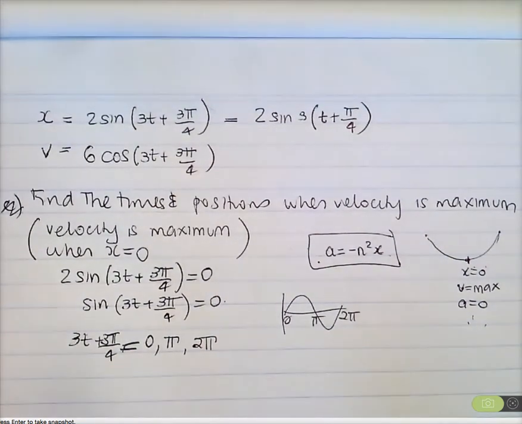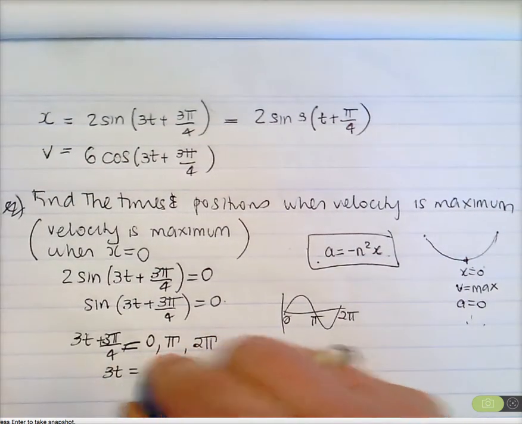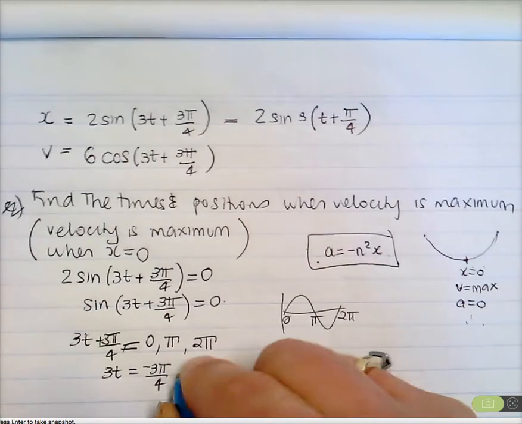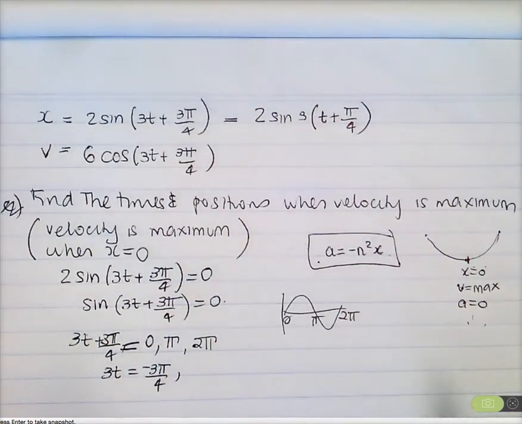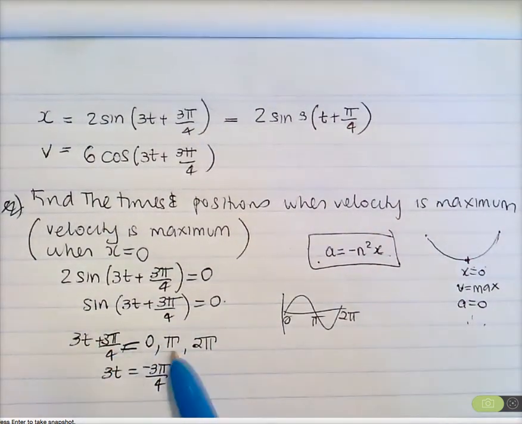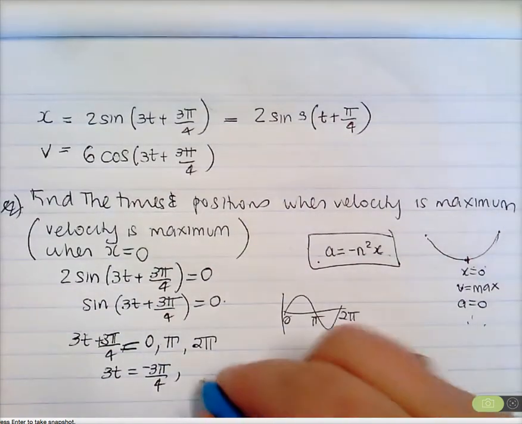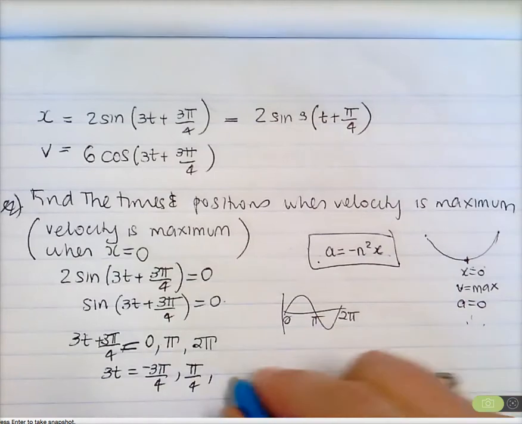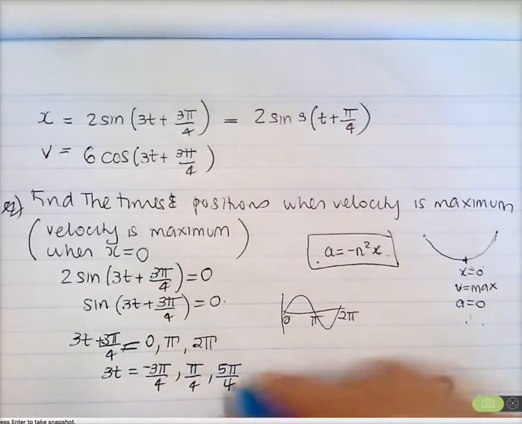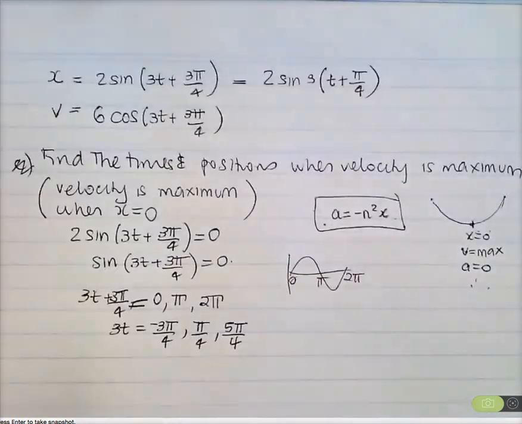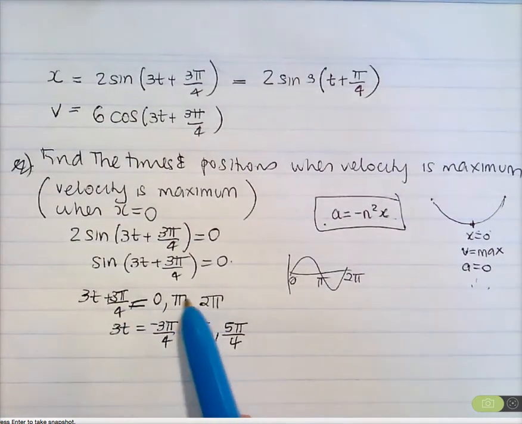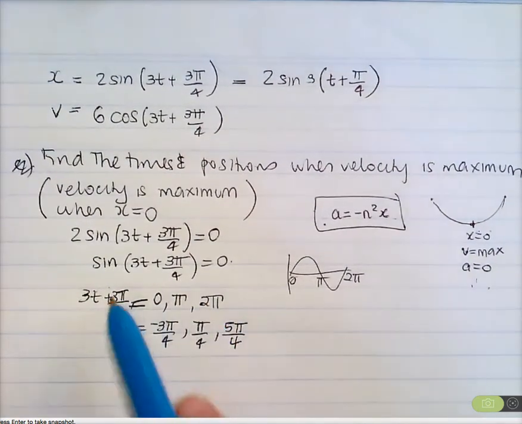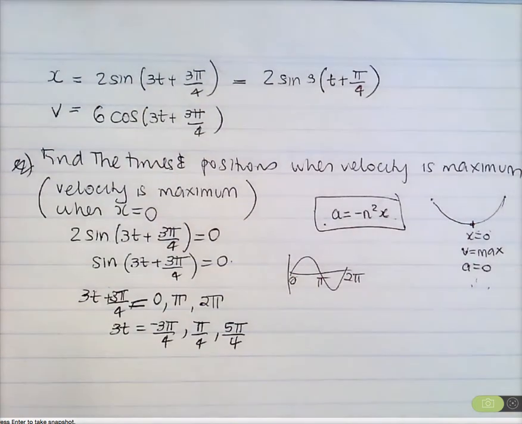What do I do now? Subtract what? I'm trying to get t. So subtract 3 pi on 4. So that's equal to negative 3 pi on 4. What's pi minus 3/4 pi? That's really 1 minus 3/4. What is it? And we've got 2 minus 3/4, which is 1 1/4, which is 5 pi on 4. Are we okay with that? Because you're really just doing 0 minus 3/4, 1 minus 3/4, 2 minus 3/4, and just throw the pi on the end.